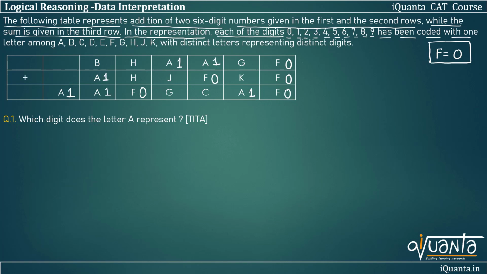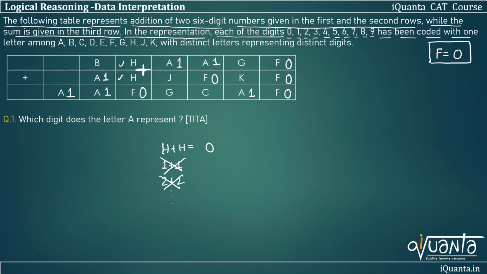Now after this, if we directly go to this place over here, we can see that H plus H is giving us 0. So that means H is the same number which is being added to itself. So H plus H is giving us a 0. Now what can be the possible value of H over here? If I take 1 plus 1, this is not possible, we are not getting a 0. If we take 2 plus 2, again we do not get a 0.